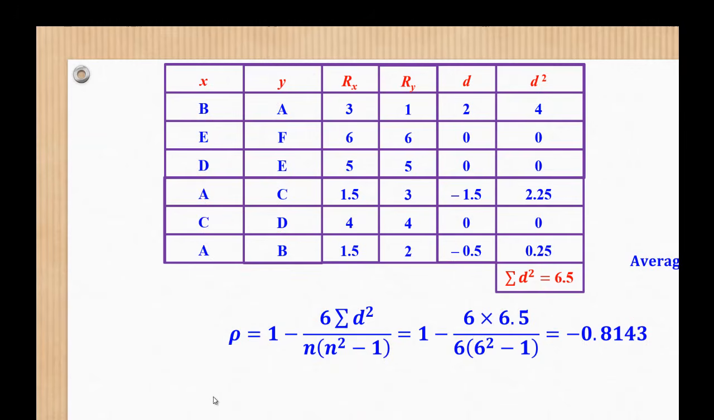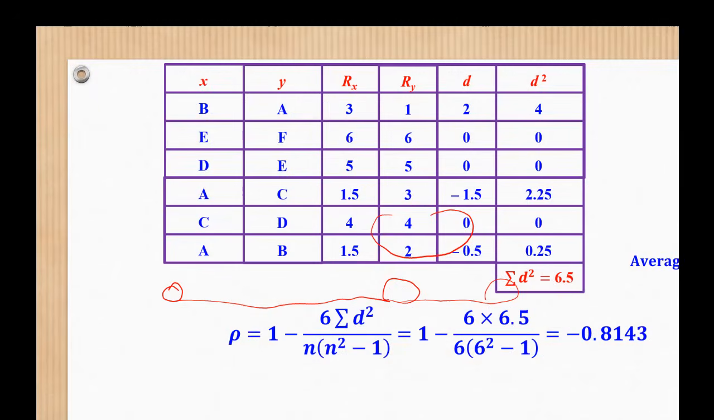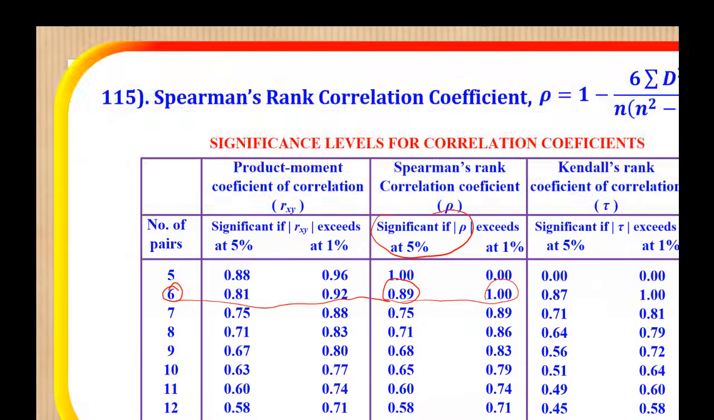So next now will be the comment. Comment shall need the table. So these are the pairs, they are 6. Then we take a line up to Spearman. Spearman, we have this at 5% and this at 1%. So here they would say significant if the magnitude of the calculated value exceeds the table value. So our calculated value was, okay, magnitude is 0.8143.